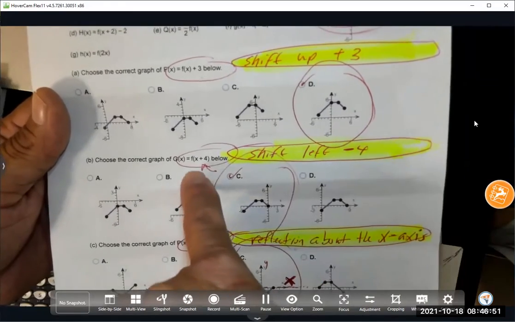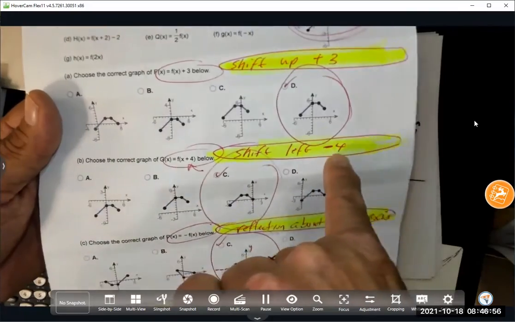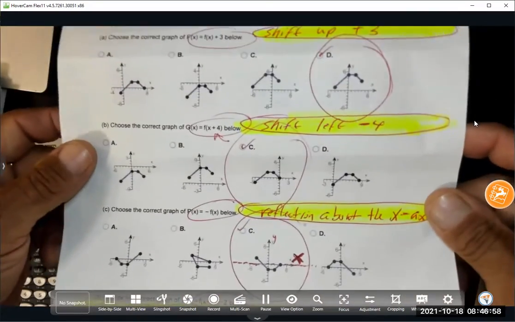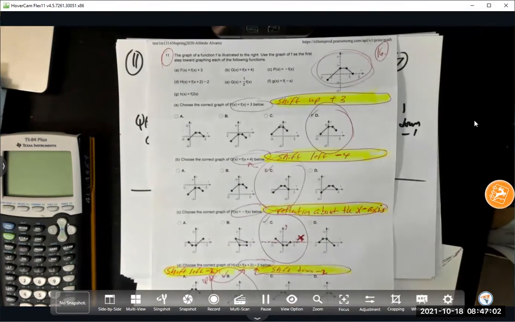Do the opposite of what's in here. You have parentheses, a number, do the opposite, which is -4. All right, is letter B all right? Yes or no? You tell me. Yes, sir. Right, let's go.